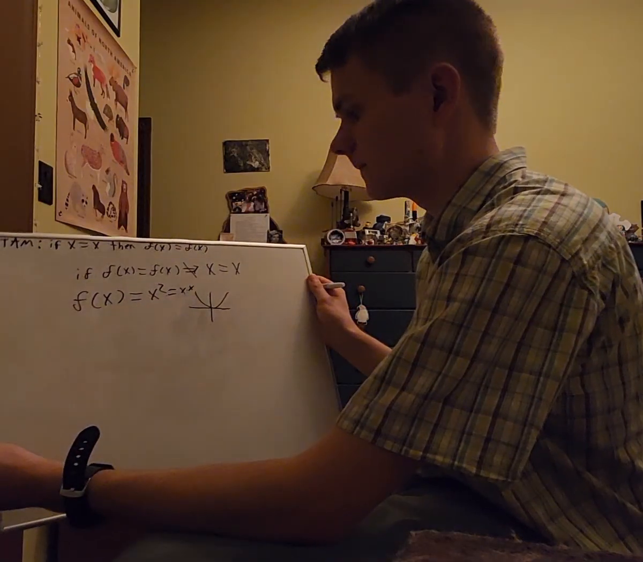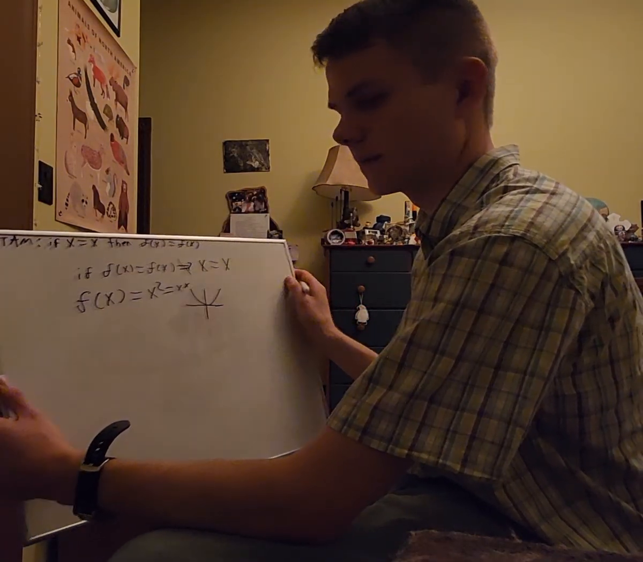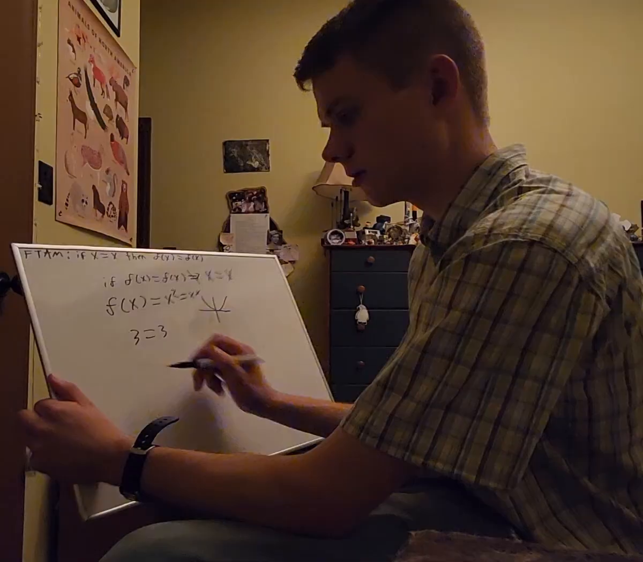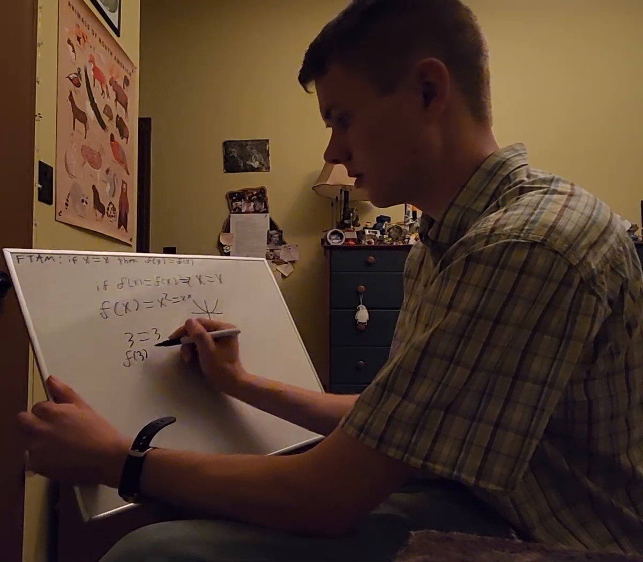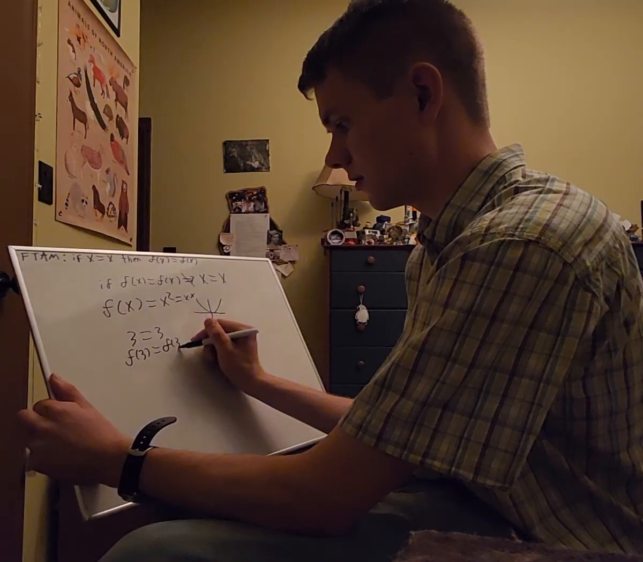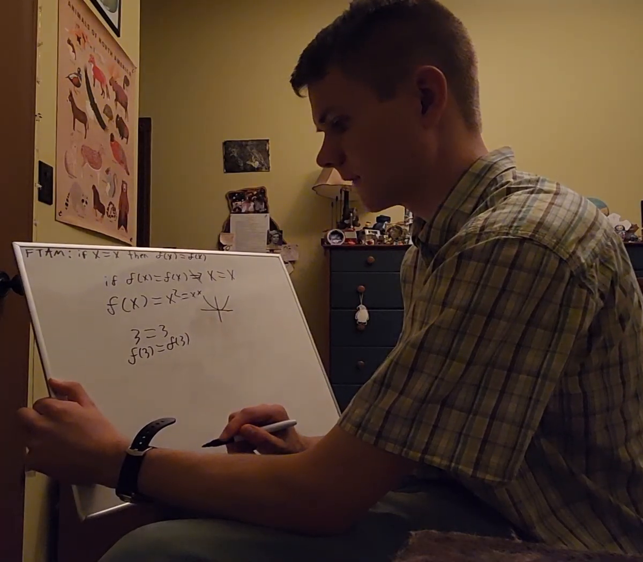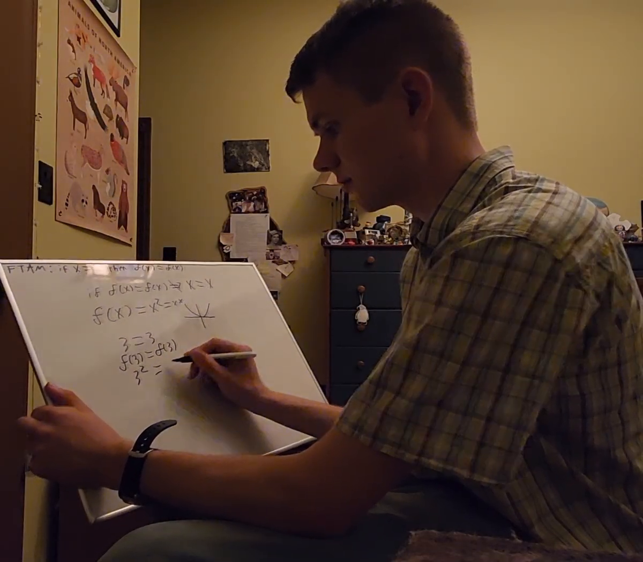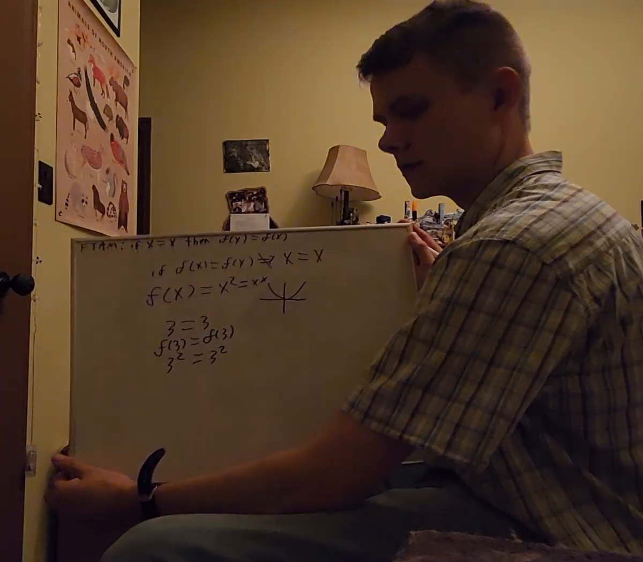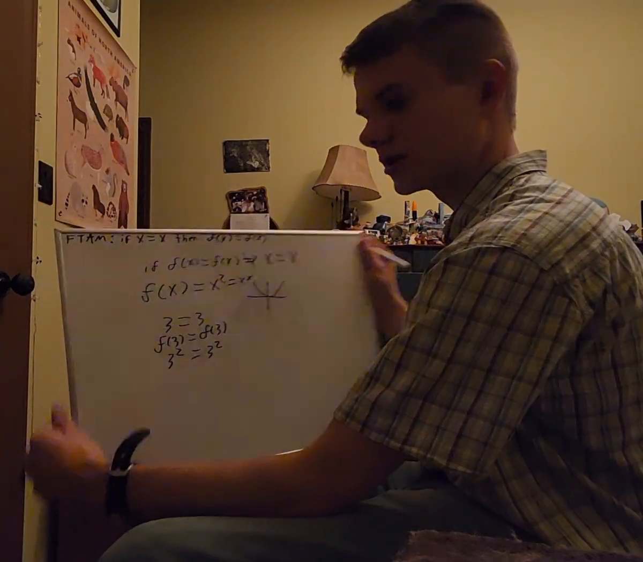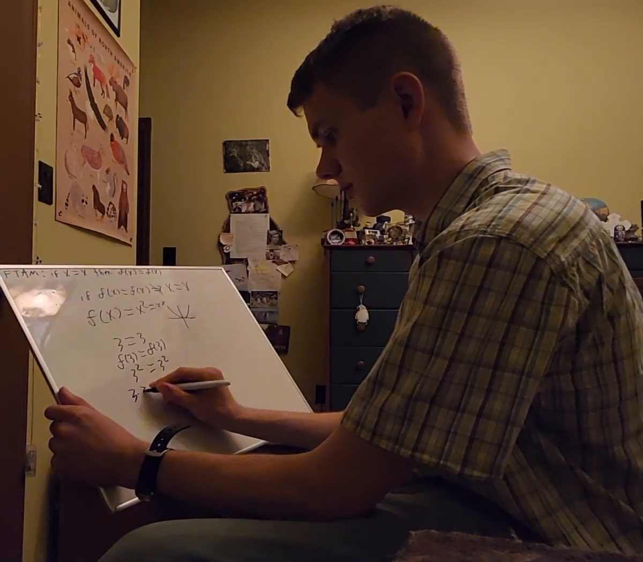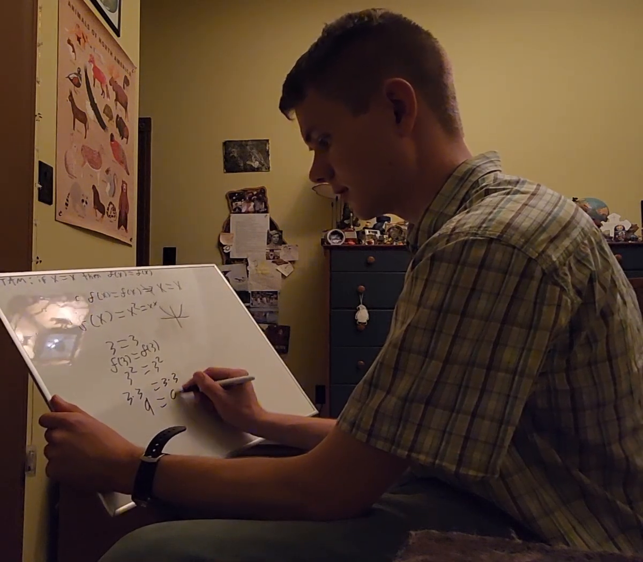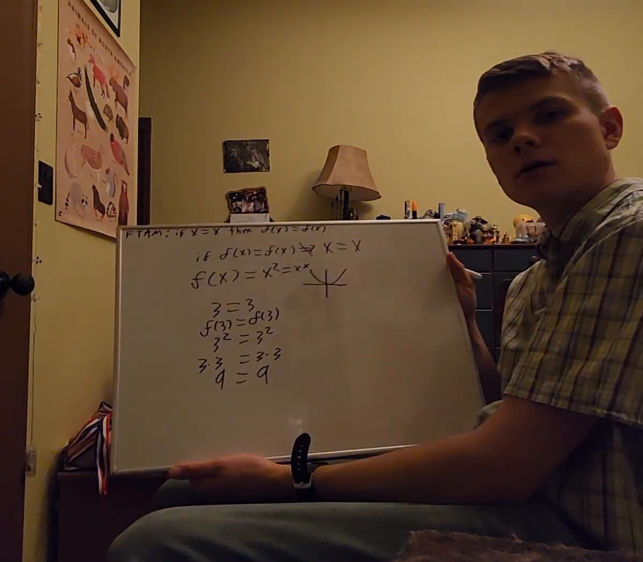Now the fundamental theorem of algebra says, okay, we know 3 equals 3, great. Then f(3) equals f(3). What's f(3)? Well, f(3) is just 3 squared, which is equal to 3 squared. Now 3 squared is literally just 3 times 3. So 3 times 3 is equal to 3 times 3, which means 9 equals 9. Cool.